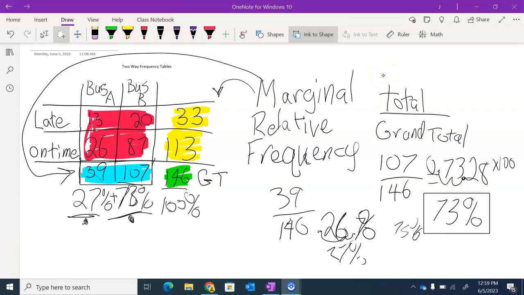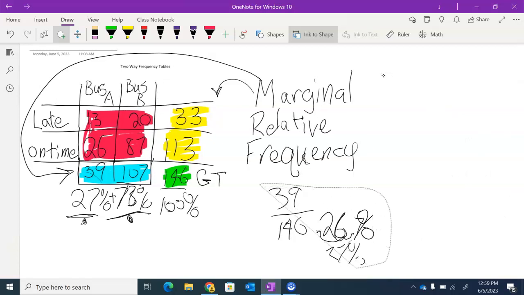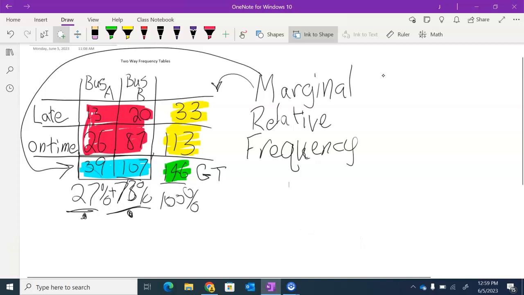Okay, so let's get rid of this now, and let's do one for the other way. Let's ask this question. How much were the buses late? What percentage do you think the buses were late, whether it's bus A or bus B?